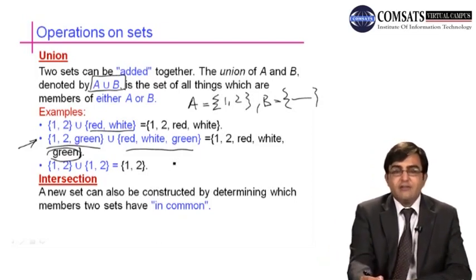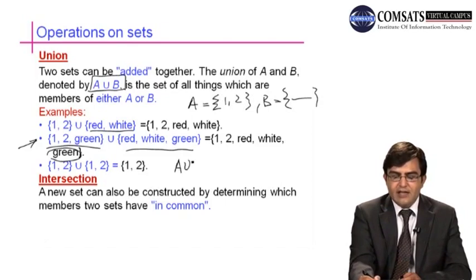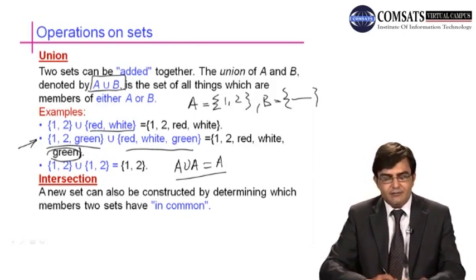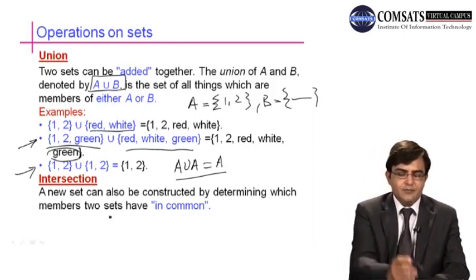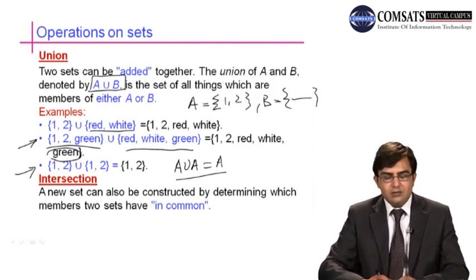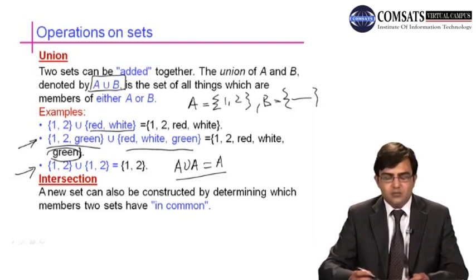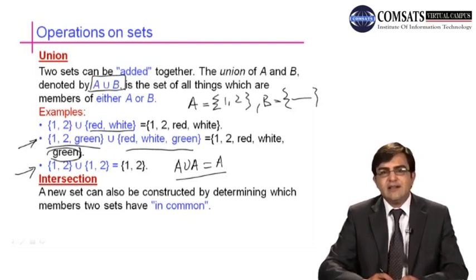If we have the union of the same set, for example A union A, this is always the same set A because we avoid the repetitions here. If, for example, in the third case we write {1, 2} union {1, 2}, it remains {1, 2}. So this is how we add up the sets, or take the union of two sets.